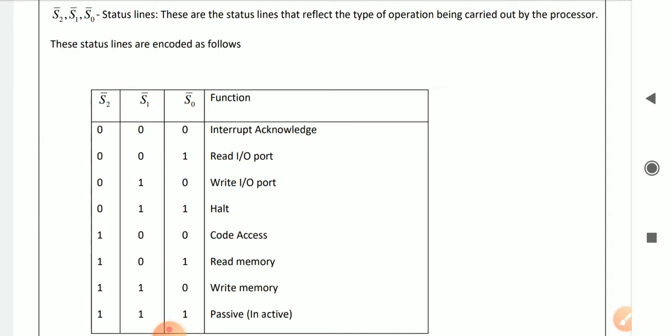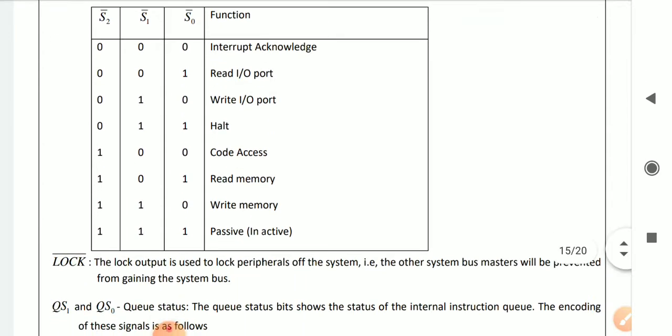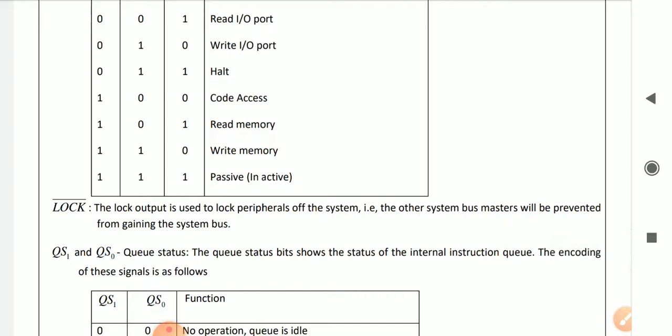100 is code access, 5 is read from the memory, 6 is write into the memory, and 7 is passive or inactive mode. Passive means it is self-operated, or in inactive mode it is operated by some other ones.